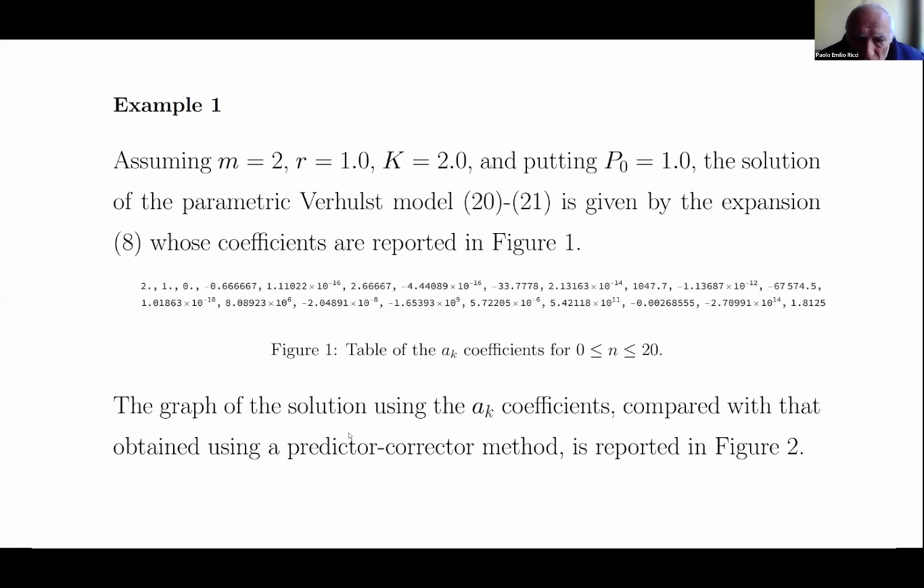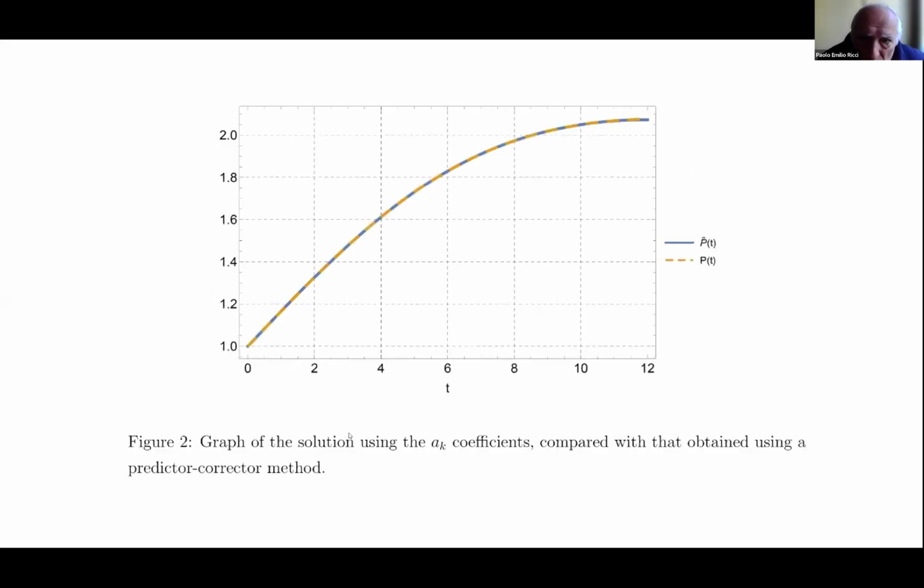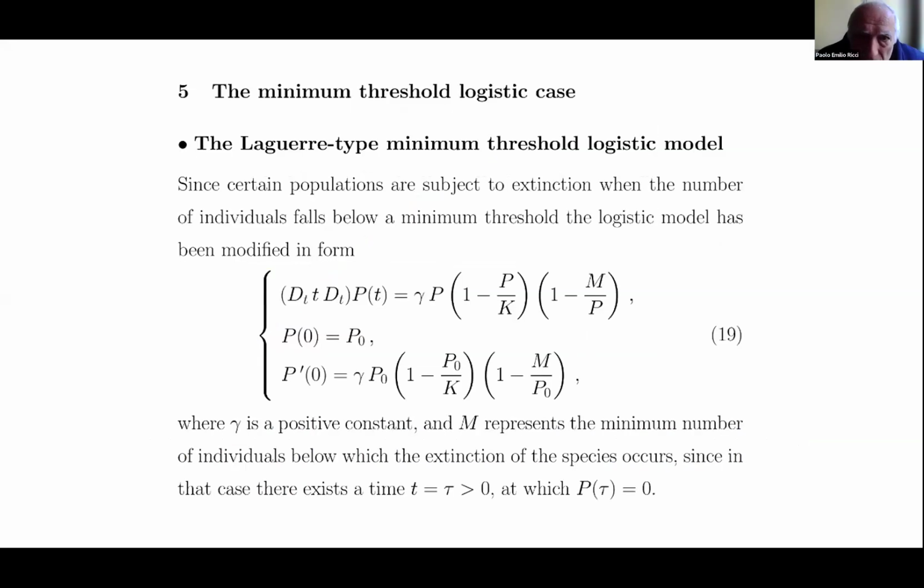The graph of the solution using these coefficients, compared with that obtained using a predictor corrector method, is reported in figure 2, in which you see that the two methods, the one using the recursion of coefficients and the other using the predictor corrector method, are exactly the same in this interval, of course. In the preceding article, we used a numerical method for finding the solution of the Verhulst model, but in this case, we use the recursion of coefficients, which seems to be more convenient.